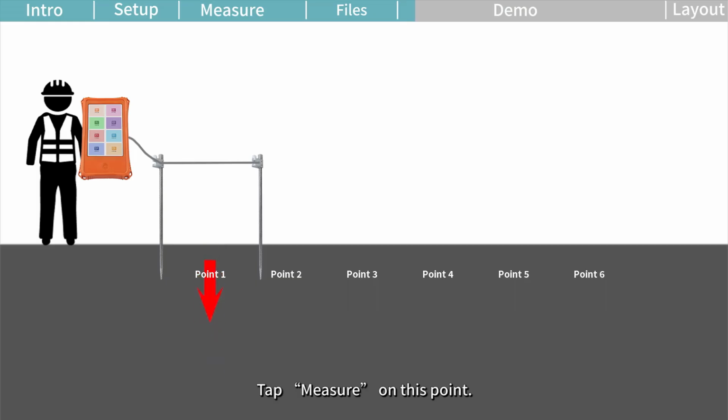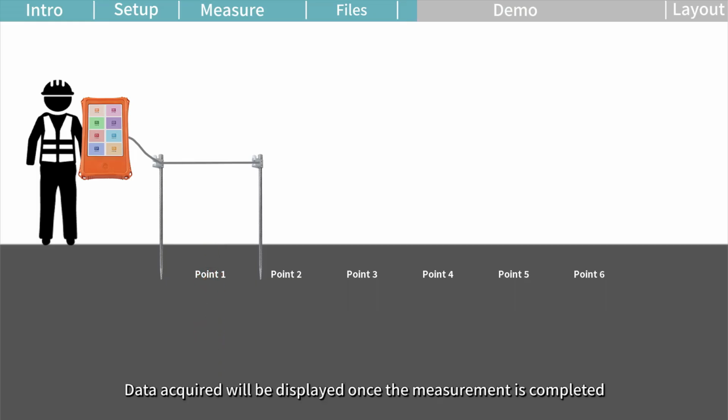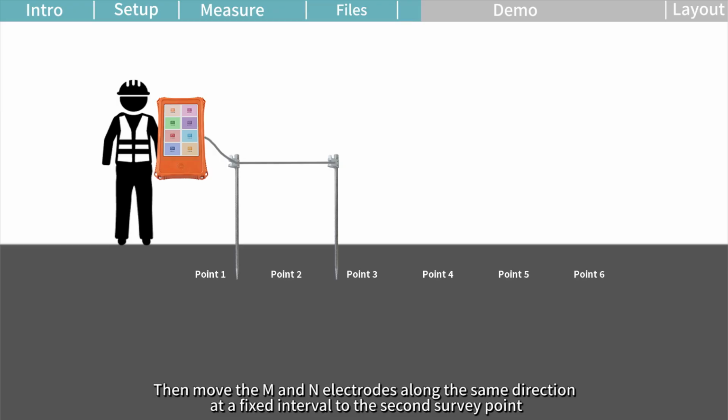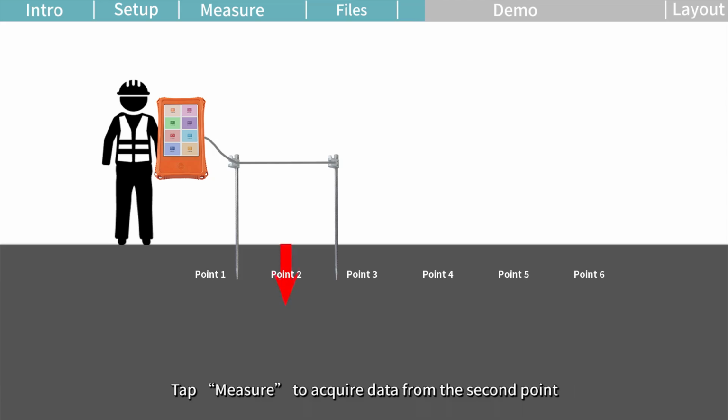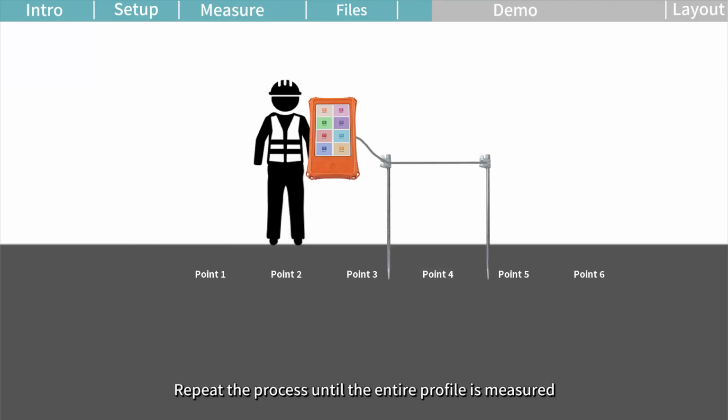Tap Measure on this point. Data acquired will be displayed once the measurement is completed. Then move the M and N electrodes along the same direction at a fixed interval to the second survey point. Tap Measure to acquire data from the second point. Repeat the process until the entire profile is measured.